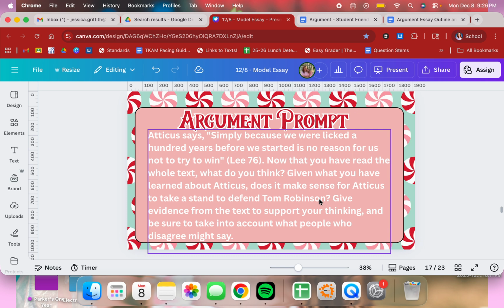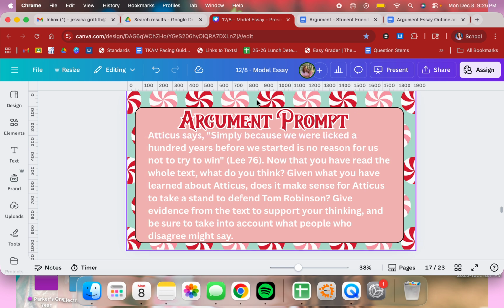So we're looking at Atticus and defending Tom Robinson. We need to think of the two best reasons why he should take a stand and defend Tom Robinson. So before you even start typing your essay, you need to plan out, well, what are my reasons and what is my evidence to support those reasons? So you should have an argument essay outline.